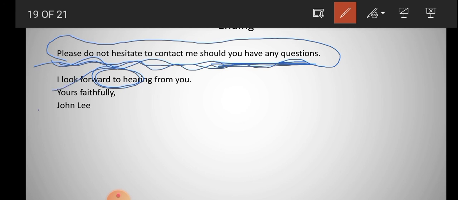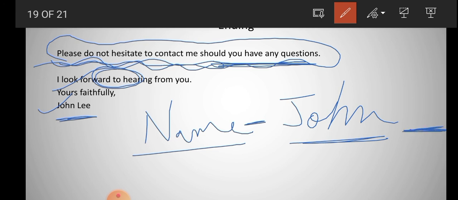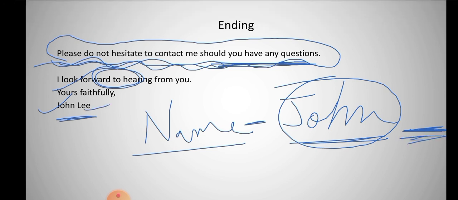Then "Yours faithfully, John Lee." Now the last name is also important. Many students in a formal letter just write "John." You need to write your full name. You can't say only John. This is not your friend. You need to write your full name, as here, John Lee. So the full name is also important.